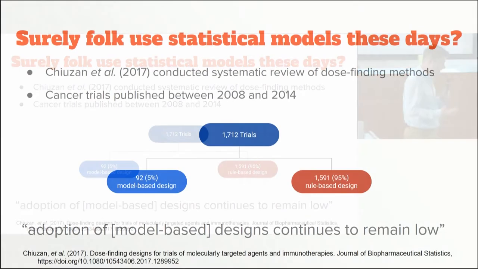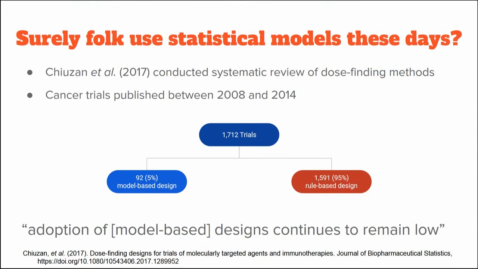But depressingly, they are, even now. So this was a systematic review published in 2017 by Chuzan et al. Theirs was a methodological systematic review, so they wanted to find out the methods that people are using. Something similar happened about 10 years ago, and they followed up on it in light of all the modern treatments we have in cancer. They looked at every dose-finding study published between 2008 and 2014.